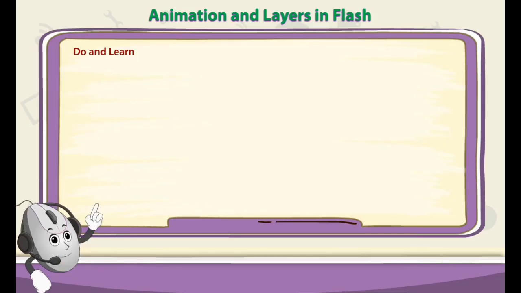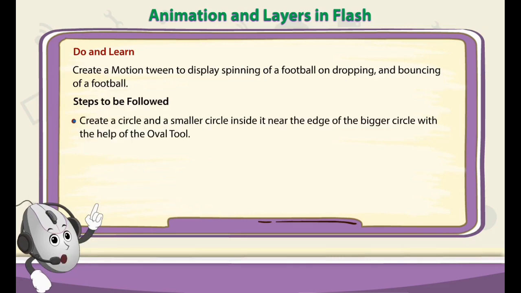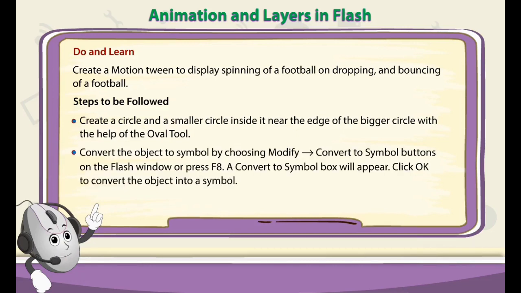Do and learn. Create a motion tween to display spinning of a football on dropping and bouncing of a football. Steps to be followed. Create a circle and a smaller circle inside it near the edge of the bigger circle with the help of the oval tool. Convert the object to symbol by choosing Modify, Convert to Symbol buttons on the Flash window, or press F8.